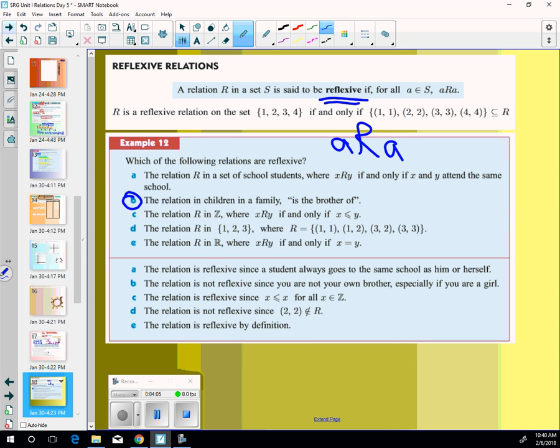For the relationship (x, y) if x is less than or equal to y, that would be reflexive because you could have x less than or equal to x. And D was not reflexive. (1,1), (1,2), (3,2), those aren't reflexive.